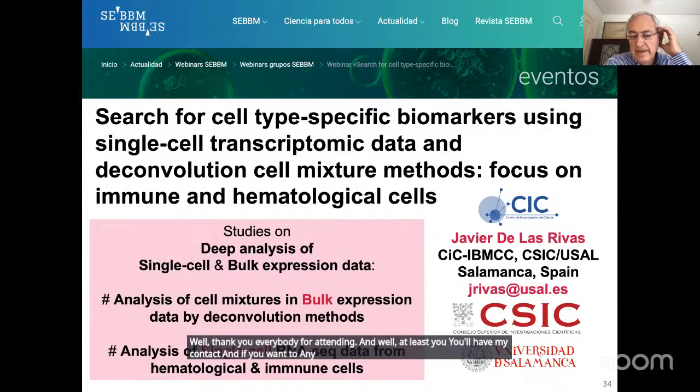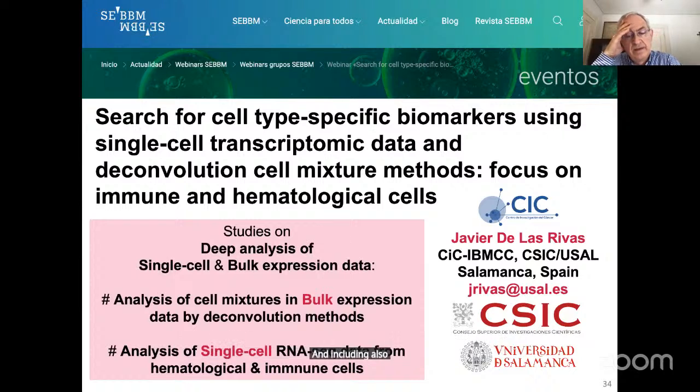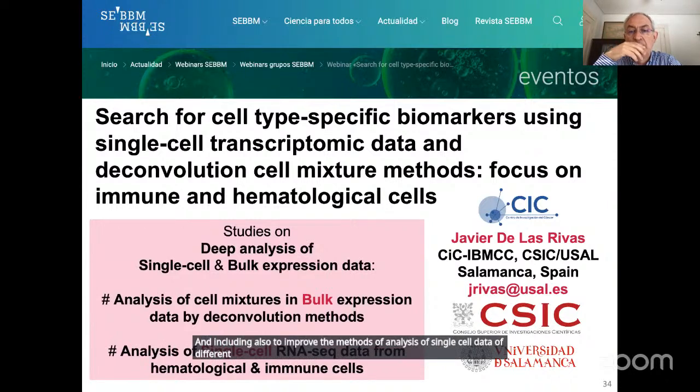We keep doing a lot of work on this area, and also to improve the methods of analysis of single cell data of different platforms as well.